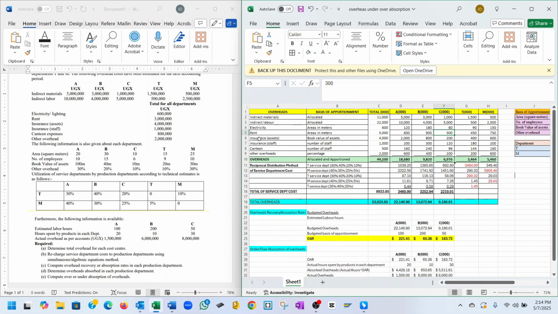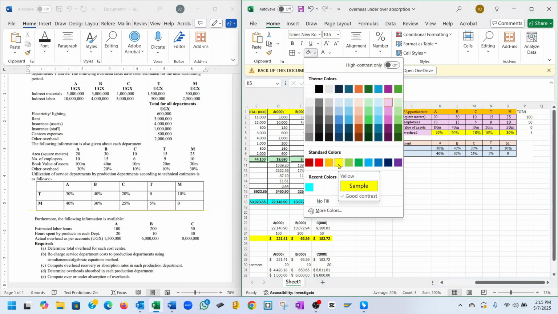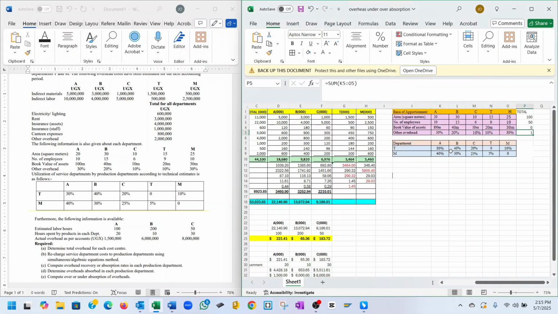So we go to insurance, and the book insurance, we use the book value. Insurance staff, we are going to use the number of staff. The canteen, we are going to use number of staff, and other overheads, we are going to use percentage. So percentage is here, other overheads, and the percentage allocated is here. I hope you get it. The percentage allocated is this one. Okay. Now, what this means is that this is 30%.